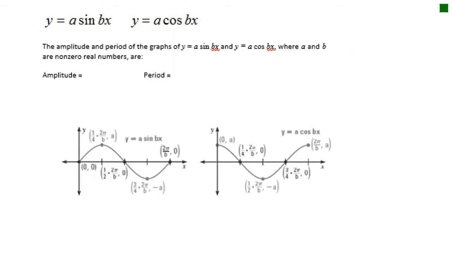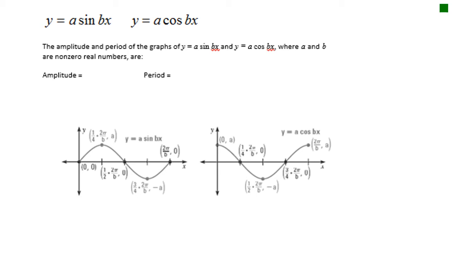Now we're going to talk about shrinking and dilating and making our graphs bigger. So, dilations of our graphs. Let me look at my examples. No, we do not talk about reflecting yet. We're not going to talk about reflecting and translating quite yet, but we are going to talk about making it smaller and bigger. The amplitude and period of the graphs of y equals a sine bx and y equals a cosine bx, where a and b are non-zero numbers.